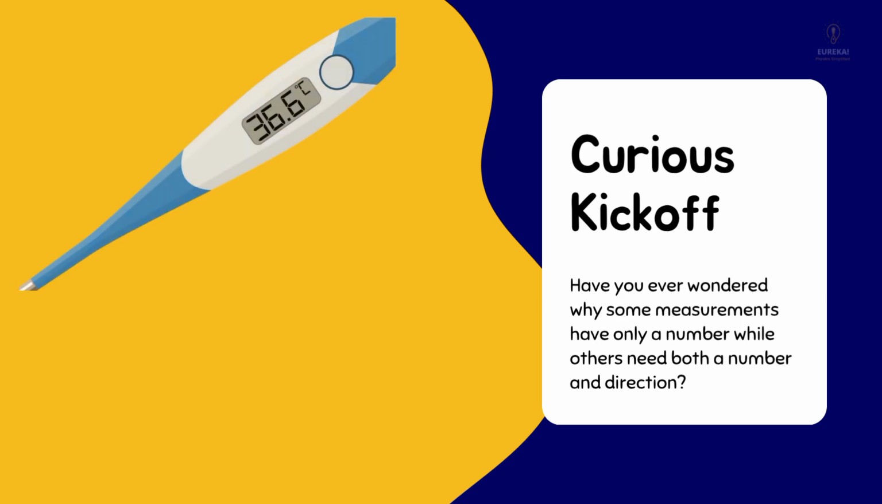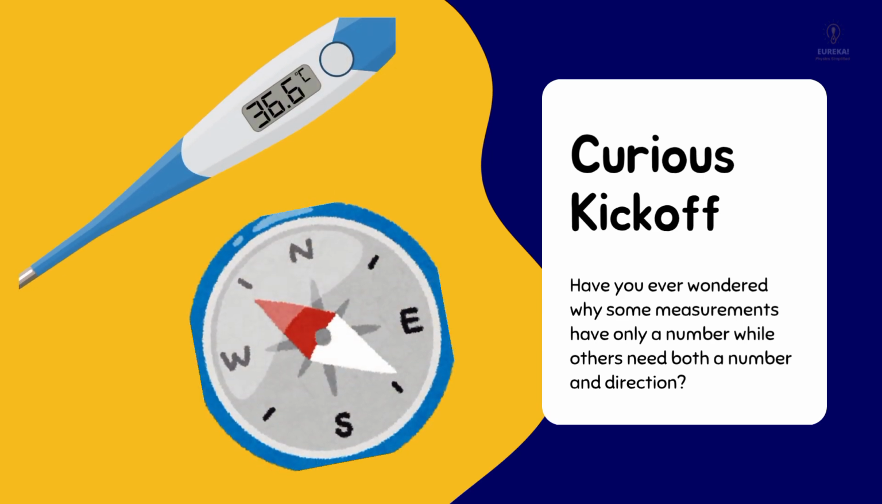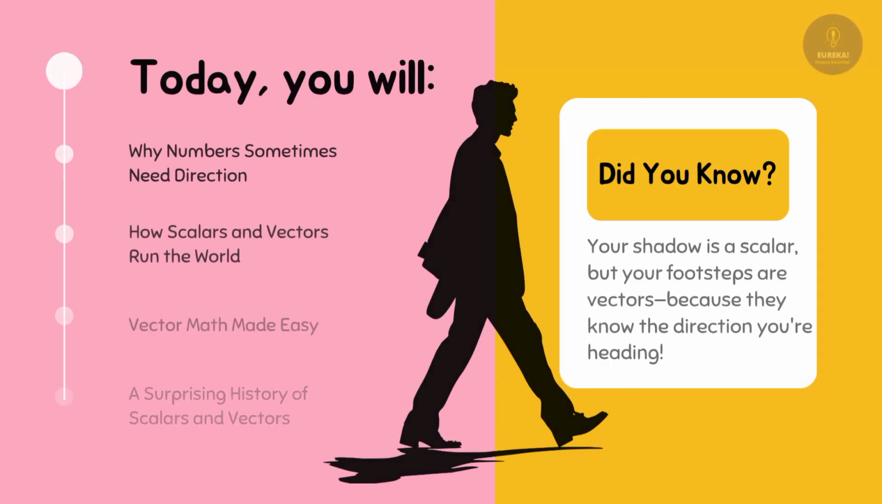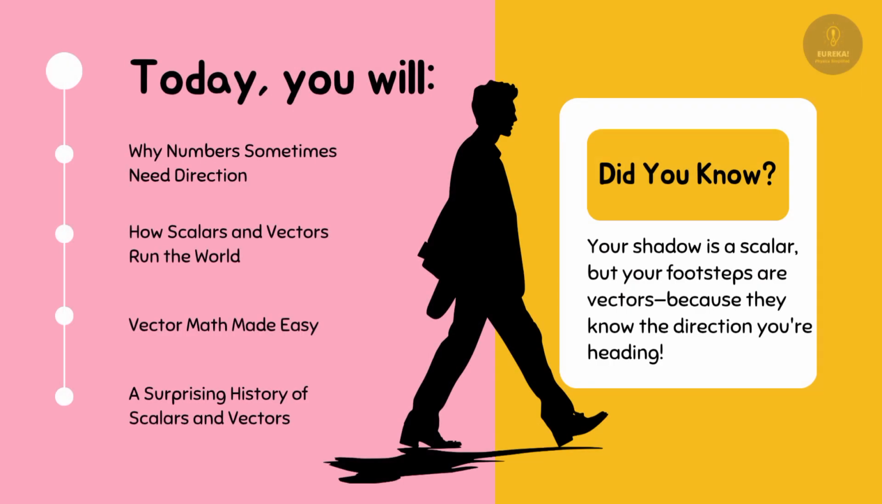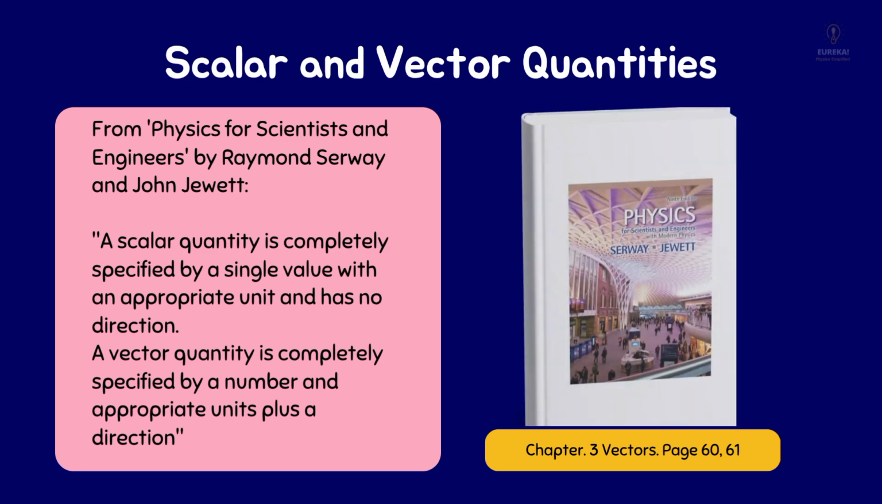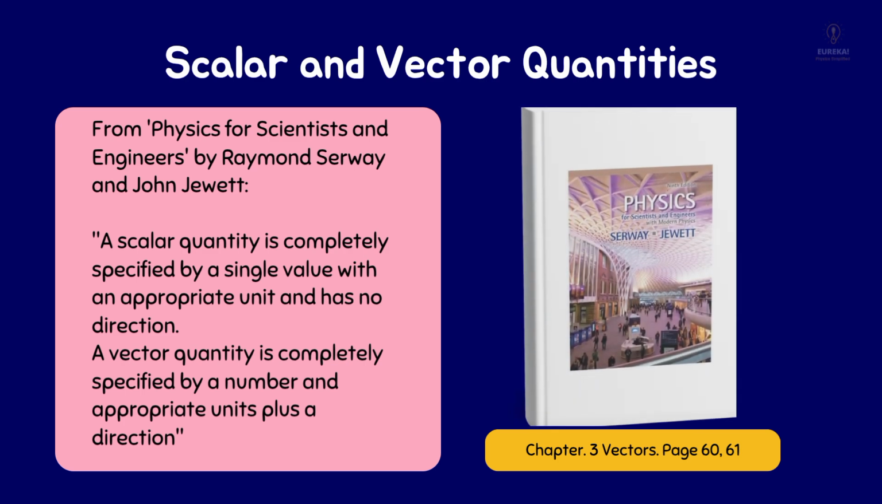Ever wondered why some measurements have only a number while others need both a number and direction? Today, we're delving into the fascinating world of scalars and vectors, the two fundamental types of quantities that describe motion in our universe. The answer lies within the captivating realm of scalars and vectors.